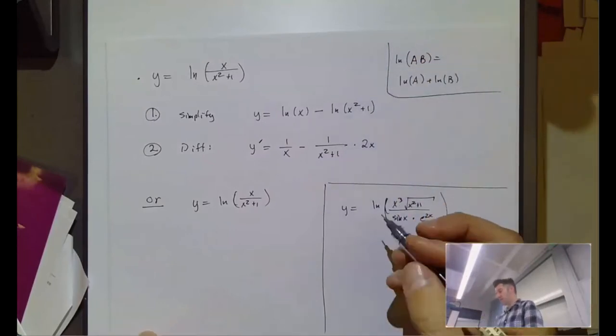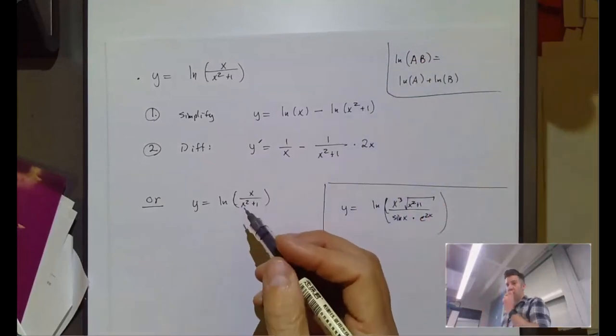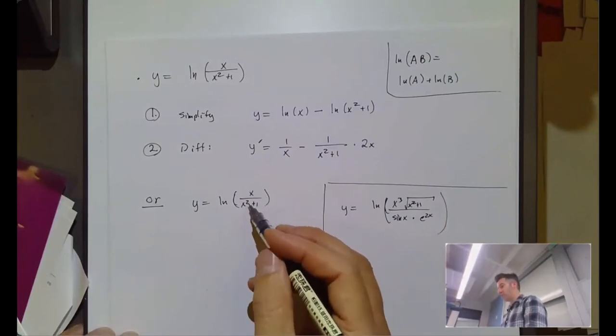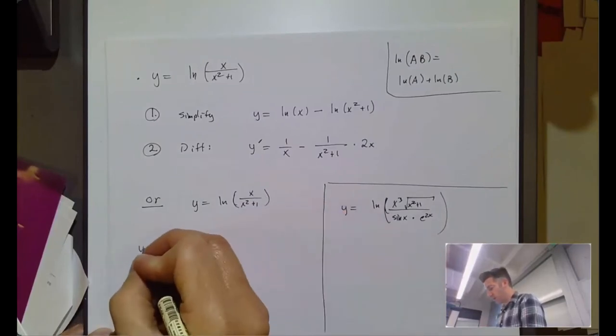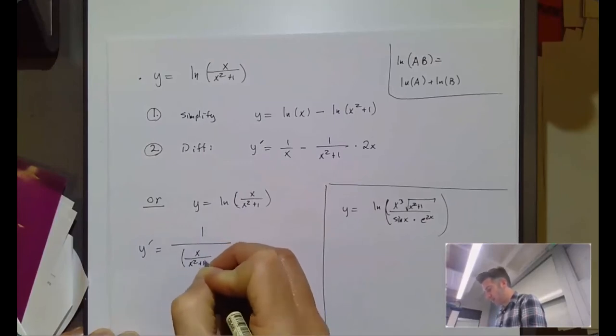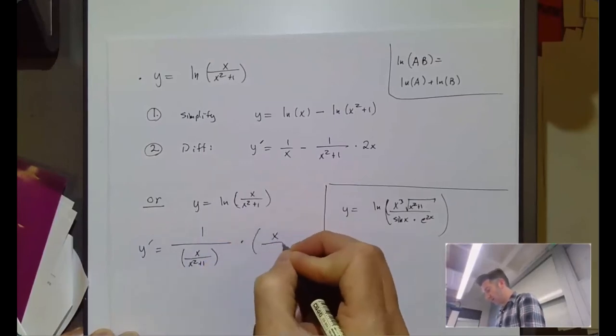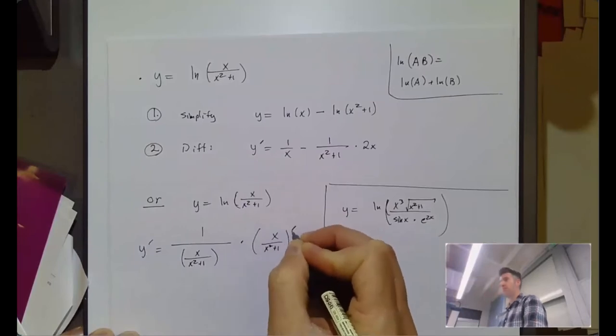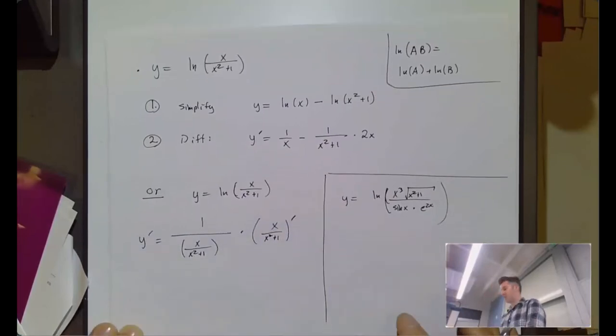However, if you saw something like this and you didn't remember those rules, you could do this one without too much trouble. The derivative here would be 1 over the stuff times the derivative of the stuff. But I think you can agree that's a lot more work than we did up here.